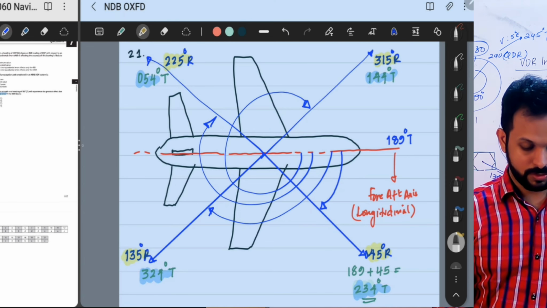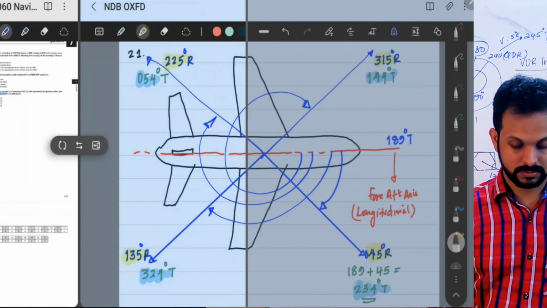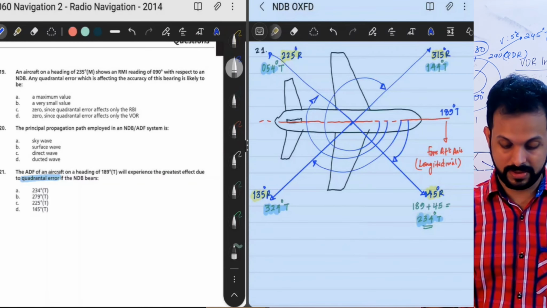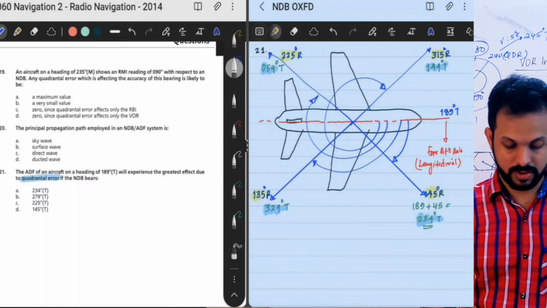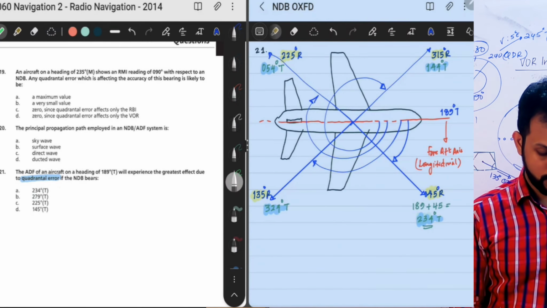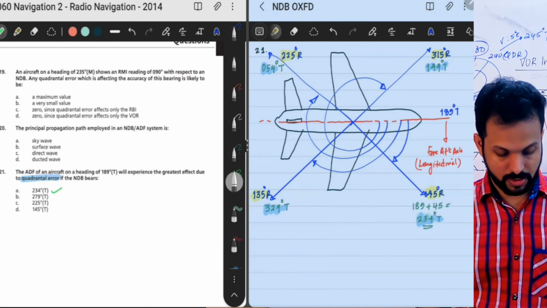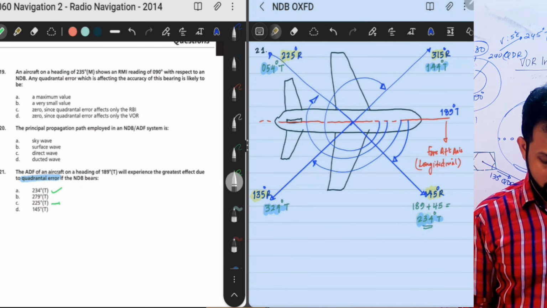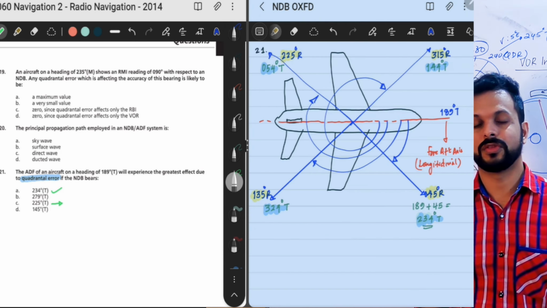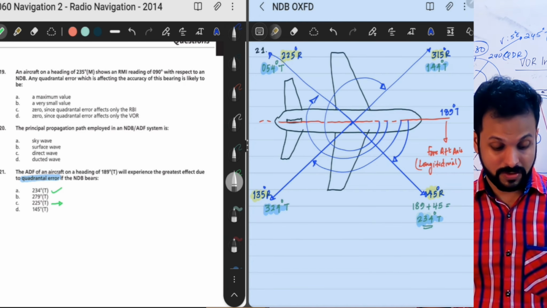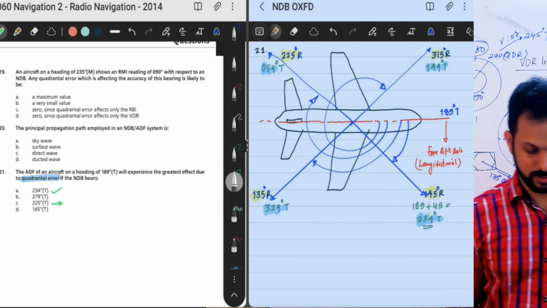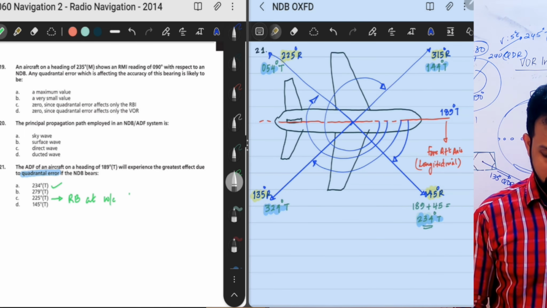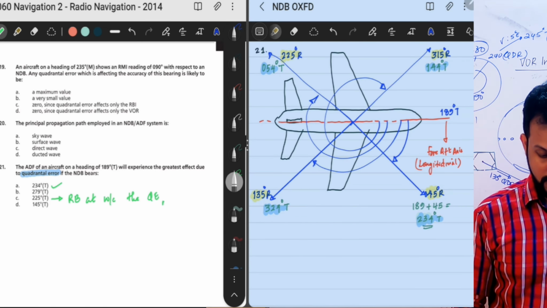Now let's get back to the options given in the question. We have 4 different options, starting with 234 degrees true being option Alpha, and we do have 234 in our options, and therefore this could be the right answer. 279, definitely not. 225, no. Remember, if you look at 225 here, this 225 is not the bearing at which the error is maximum. 225 is the relative bearing at which the error, the quadrantal error, would be maximum.